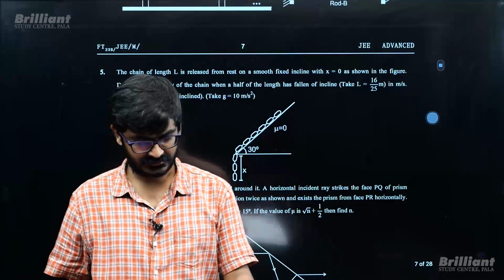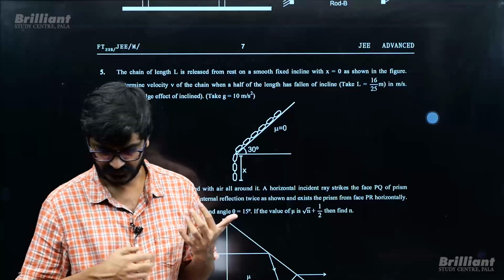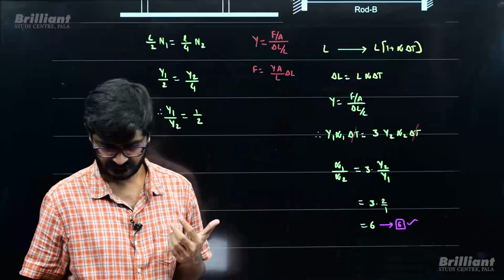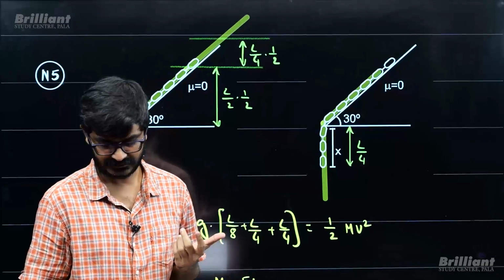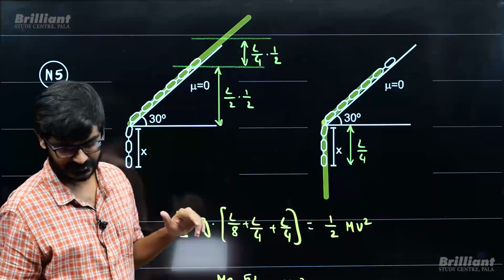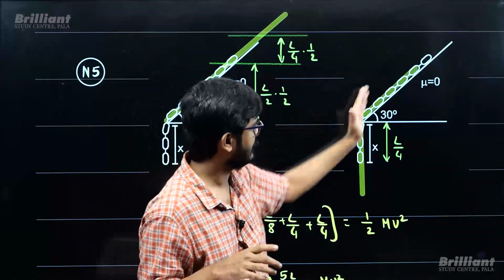In the next question, there is a chain which is released. Determine the velocity when half of the length has fallen. So drop in potential energy equals change in kinetic energy, or else I can visualize this yellow thing. Look at the yellow color thing. Initially the chain was like this, finally half of the chain is here, half of the chain is here.